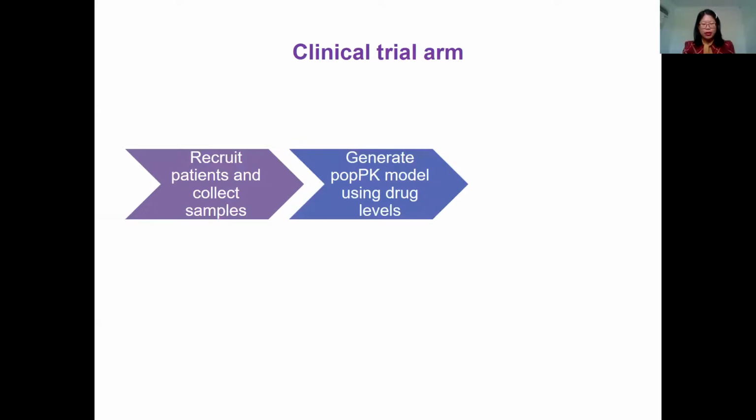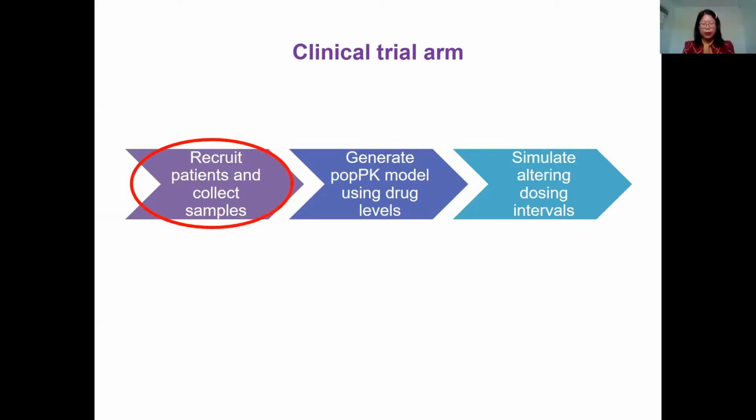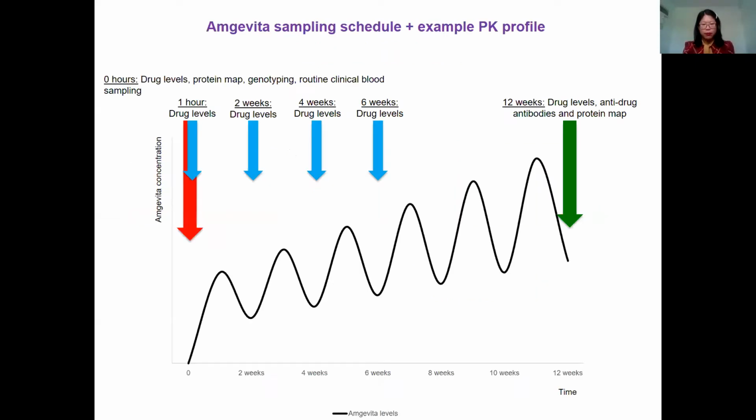Step 2 is then using the samples to obtain drug levels and generate a population pharmacokinetic model. And then step 3 will be simulating altering dosing intervals. I'm currently at this stage. And what I'm interested in is whether altered dosing intervals might affect response to a drug.